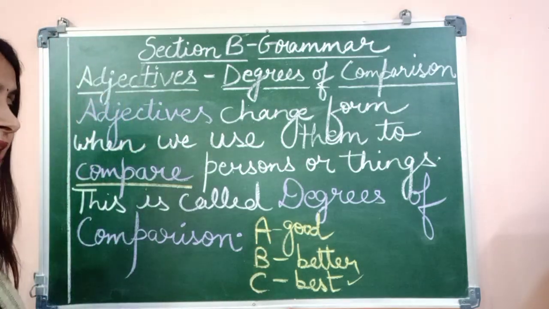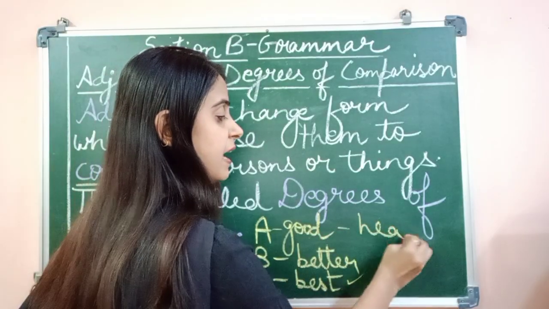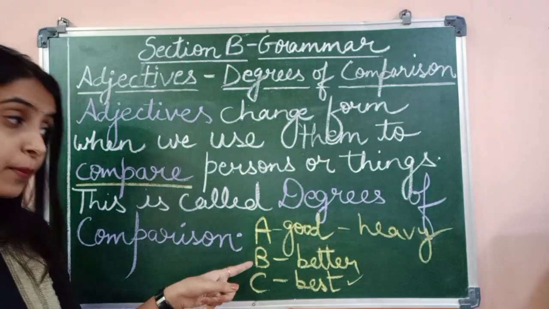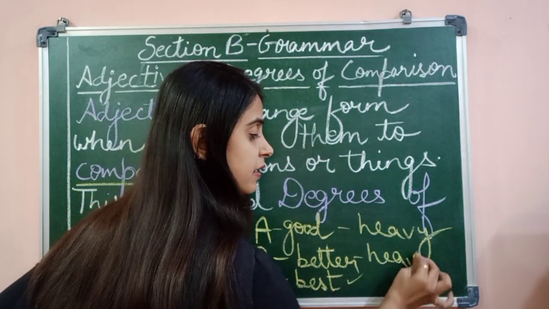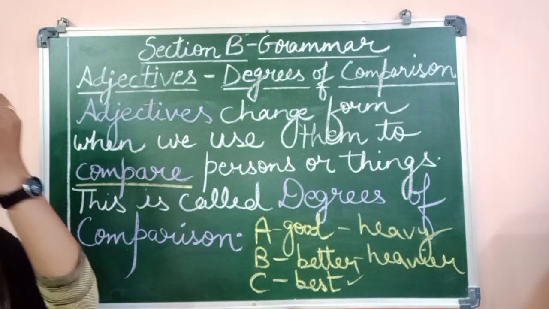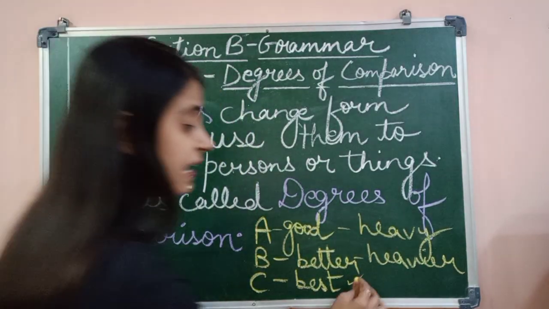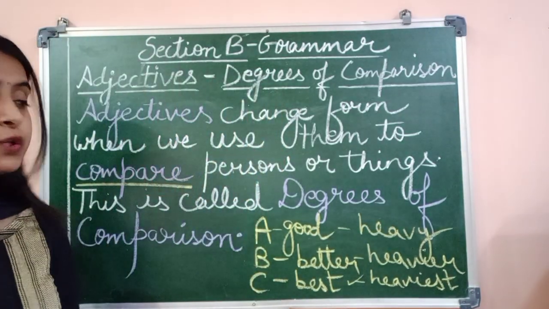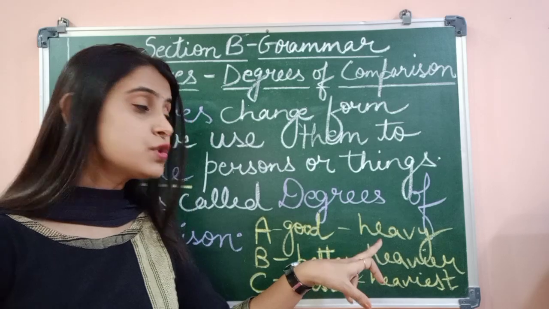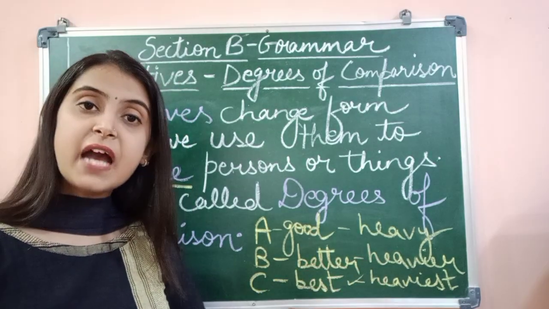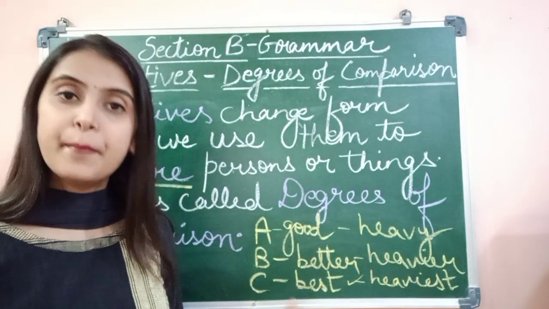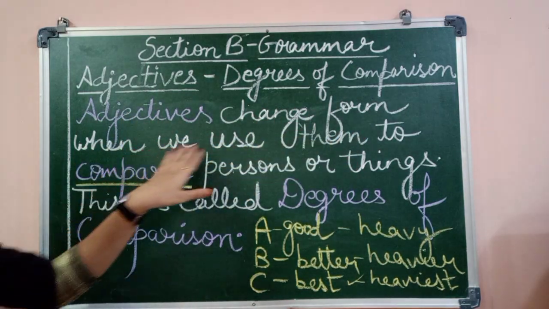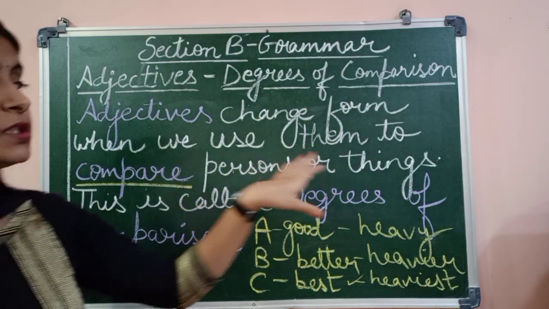Right? Same way if I say my book is heavy. Book A is heavy. My friend's book, book B, is heavier than A. And the book that we got from our library, that is the heaviest of all. Right children? So here you see the adjective heavy is also changing its form when we are making comparison. So here we read that adjectives change form when we use them to compare persons or things.